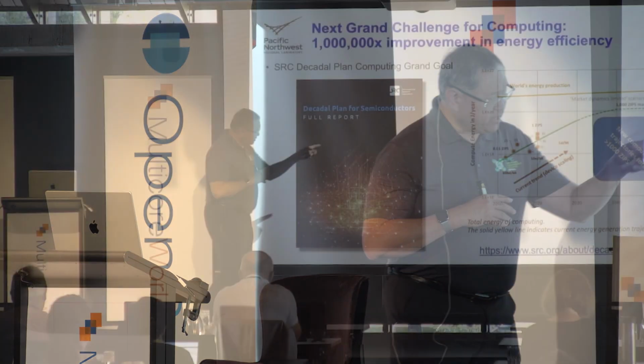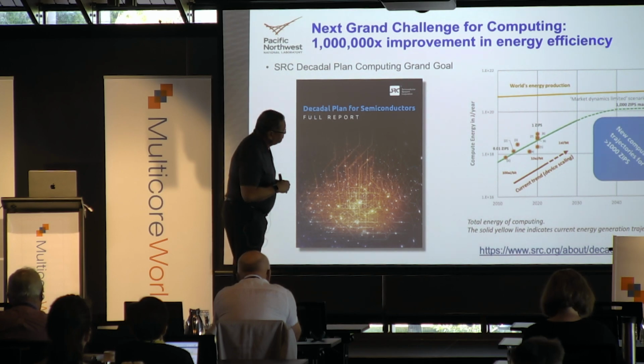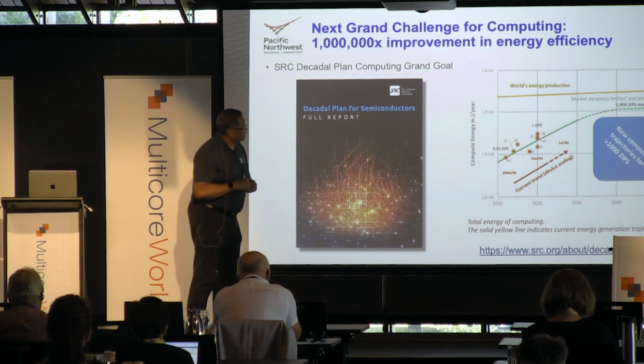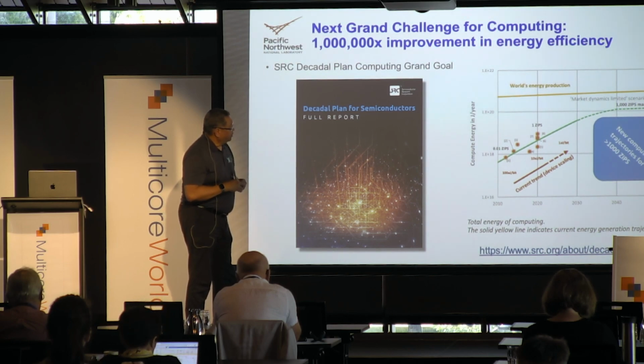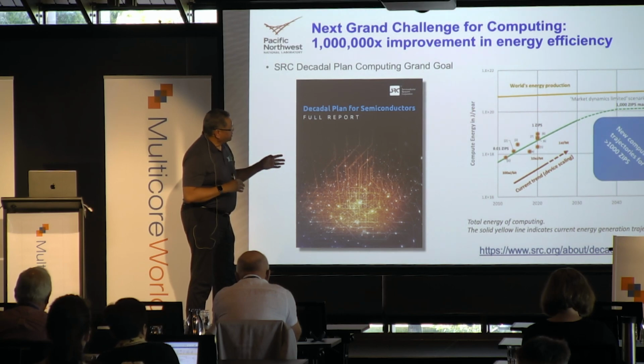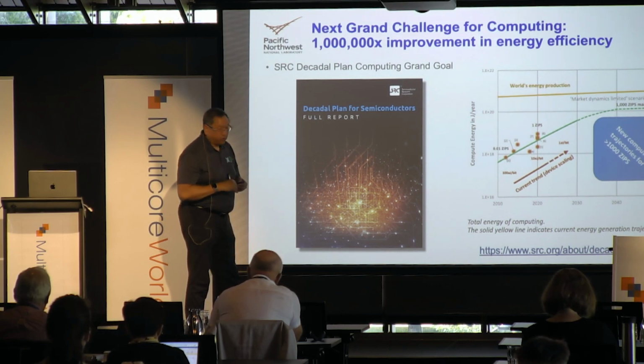And this plot on the right-hand side is from the report. It's an interesting plot. Let me explain what we're seeing. This is a plot of world's energy production and compute energy in terms of joules per year.